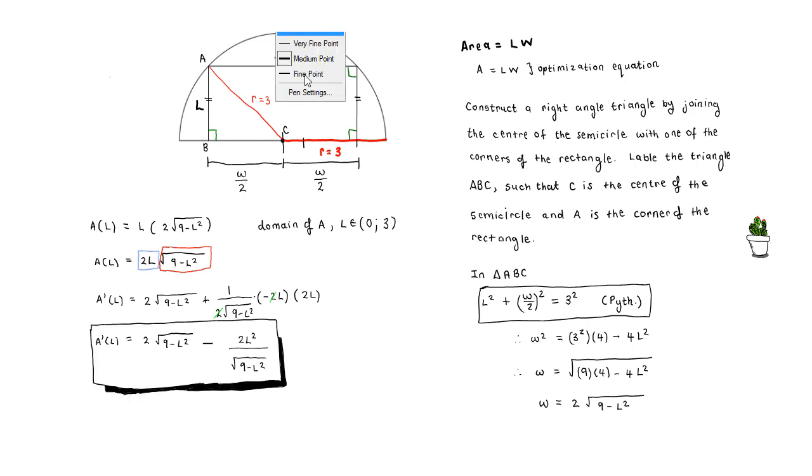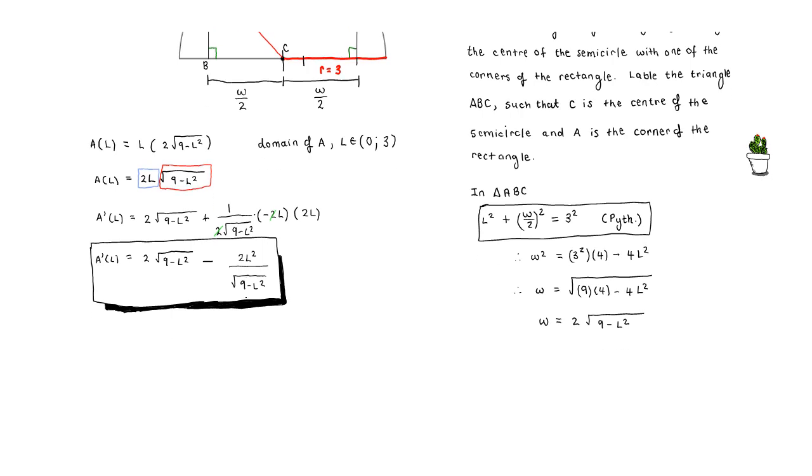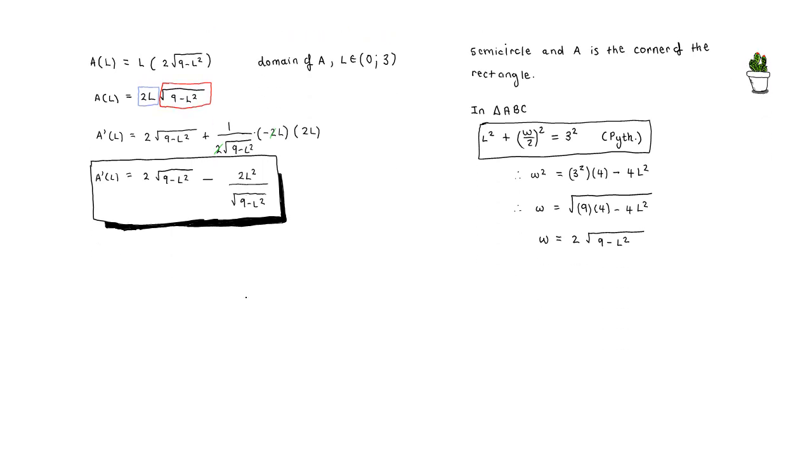So now we have the derivative function of our area formula. We are now ready to set this equal to 0. So we then set A prime of L equal to 0. Doing this is going to help us to find our critical values.